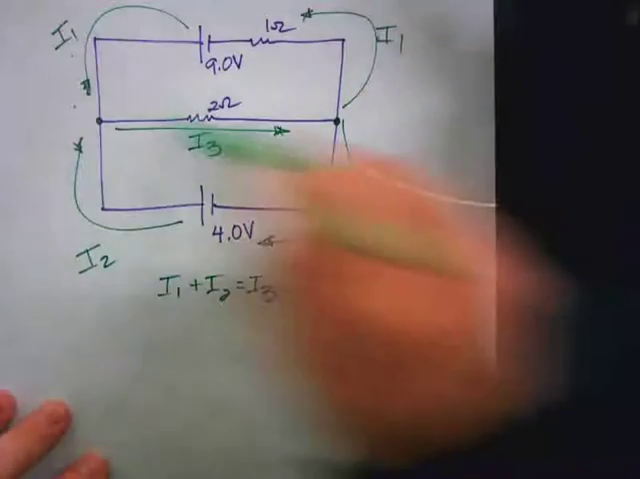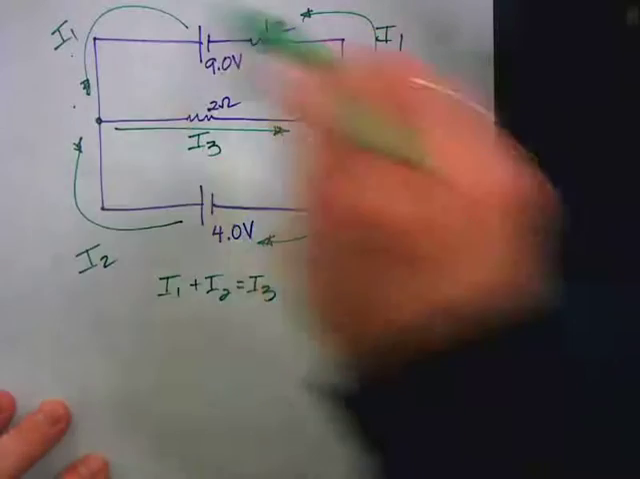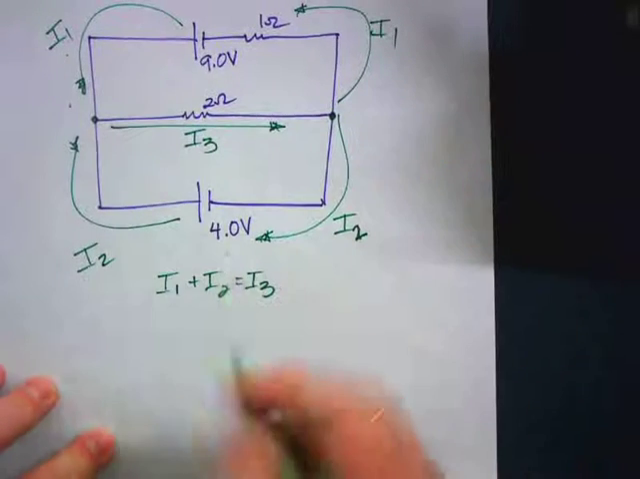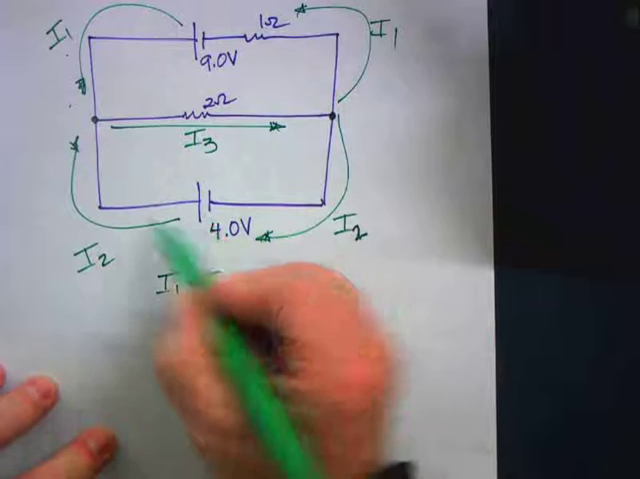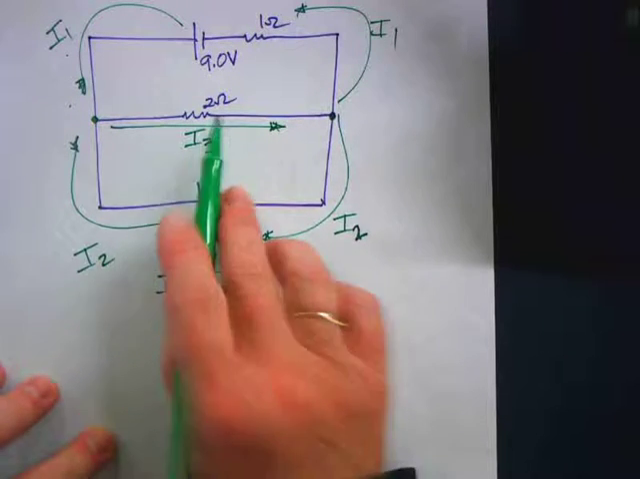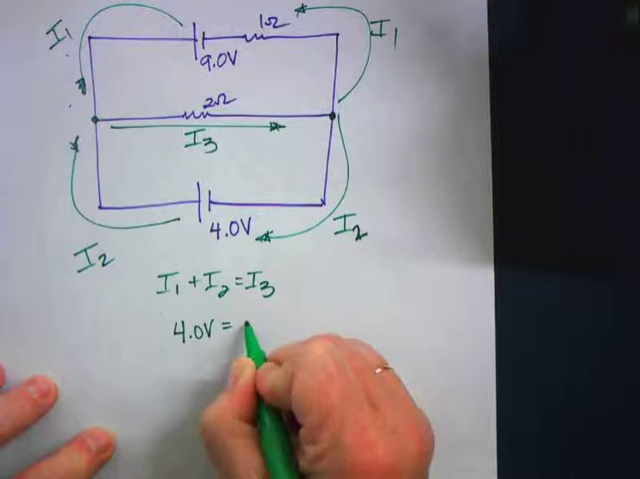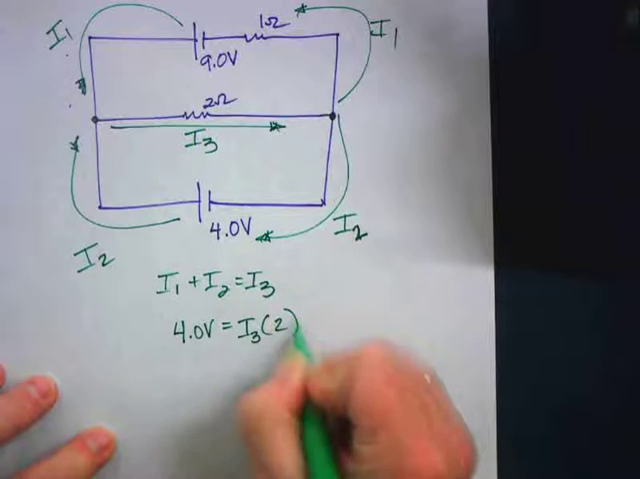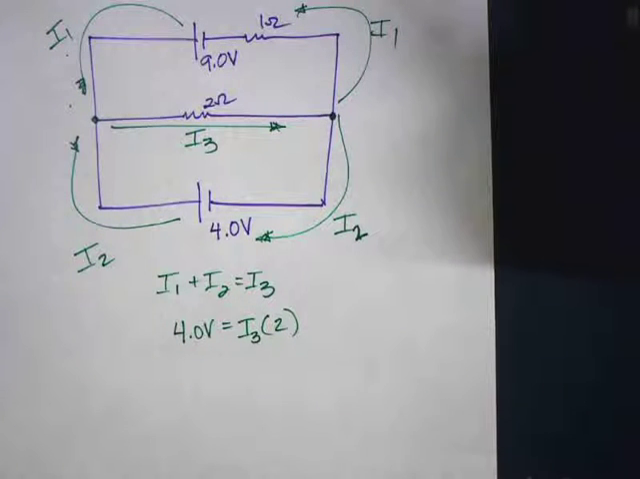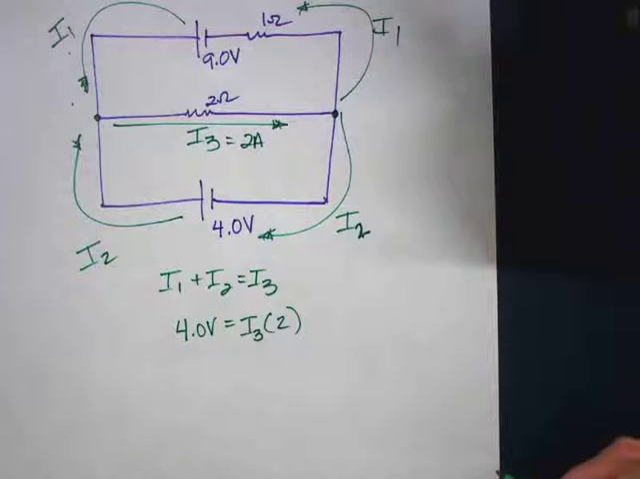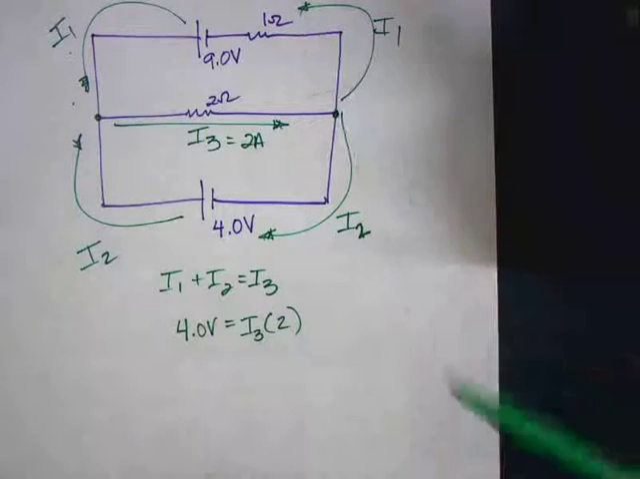So now we start doing loops, and choose loops that are easy. This loop is all in the same direction, and this loop is all in the same direction. If you do the big loop, you've got some negative current going on there, so you have to keep track of the positives and negatives. It can be done, it's just fussier. So let's do the bottom loop and the top loop. In the bottom loop, I have 4 volts, and it's just going through this single 2 ohm resistor, right? So 4 volts must equal I3 times R, which is 2. What's I3? 2 amps, yeah. 2 amps to the right.